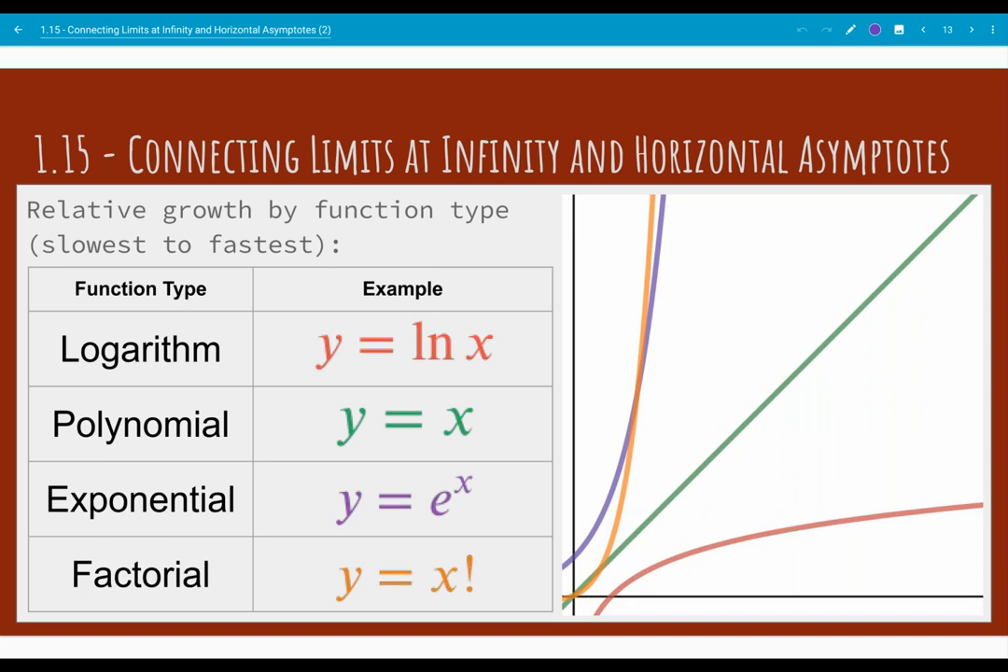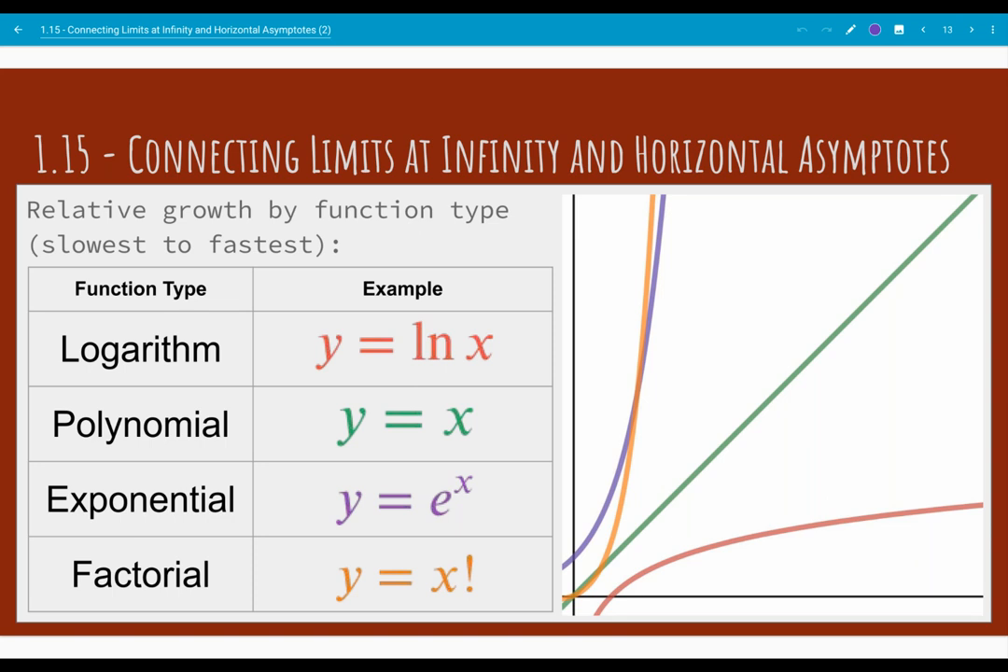So the basic types of functions that we're going to look at are logarithm functions, polynomial functions, exponential functions, and factorial functions. And each of these types of functions are going to grow at different rates. Kind of like when we had a polynomial, the larger degrees grew faster than the smaller degrees, and we said that those dominated. So we're going to talk about this idea of relative growth. I'm actually going to call it dominance.